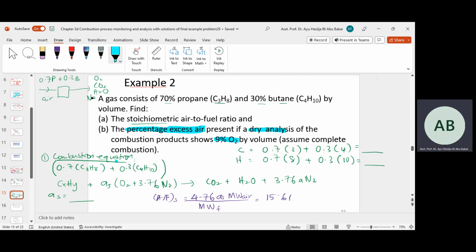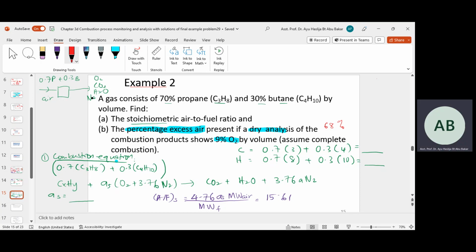Okay, for the B percentage of excess air, you should be getting around 68%. Okay, it depends on your decimal point use. 68 point something or 67 point something. Some get 69, but it depends on the decimal point that you use. Okay, but as long as it is in that range. If you get 40, then you need to check your calculation. Okay, any question related to this example?